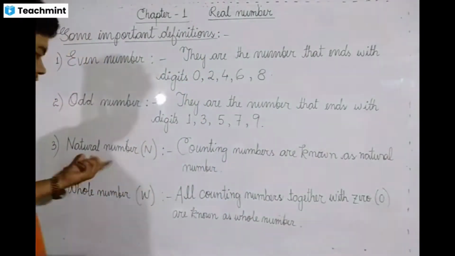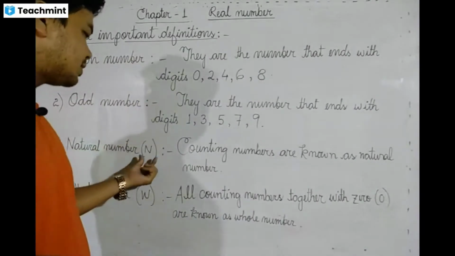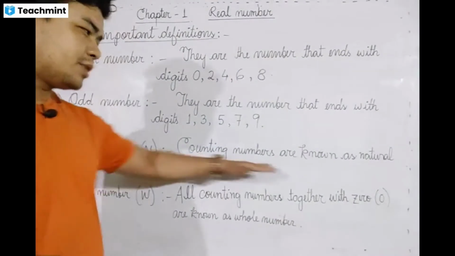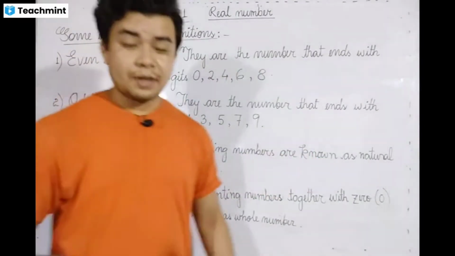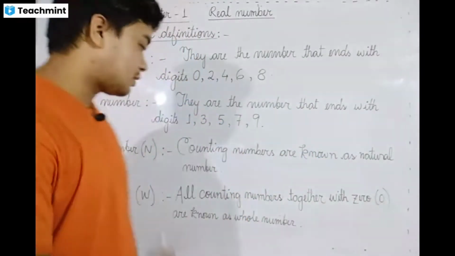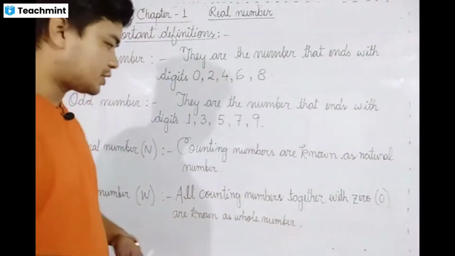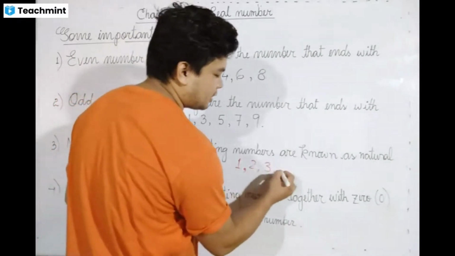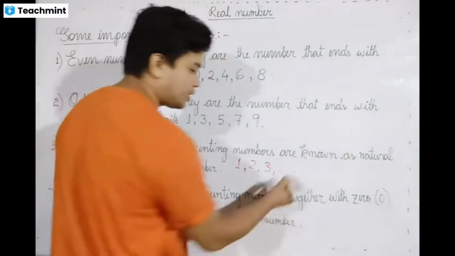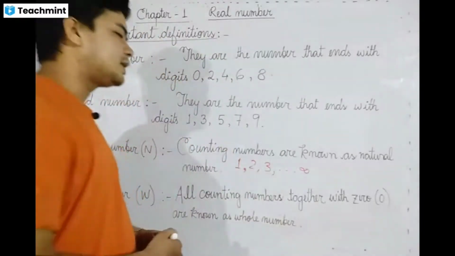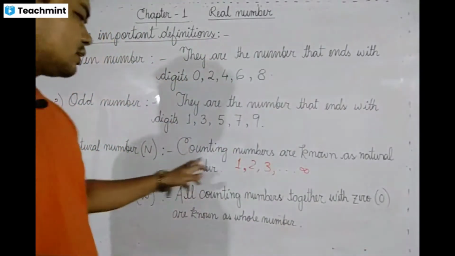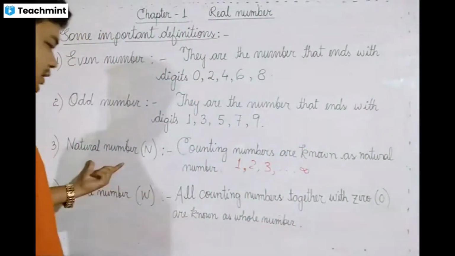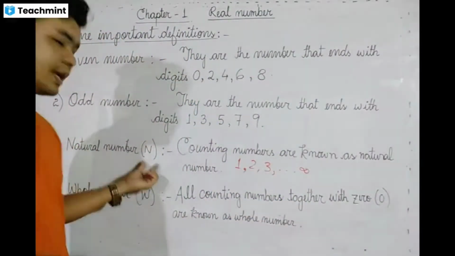Next is natural number. Natural numbers are represented by capital letter N. The counting numbers are known as natural numbers. Counting numbers start with 1, 2, 3, and go on up to infinity. These are called counting numbers. 1, 2, 3 up to infinity together form the natural numbers. It is represented by capital letter N.